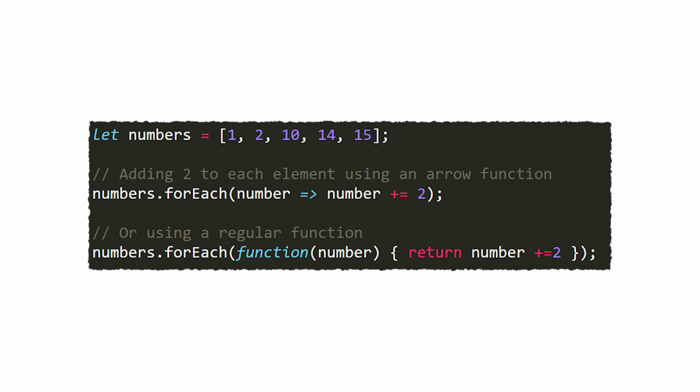In the first example, we're given an array of numbers and we want to increment each number by 2. Using an array name, we type out the forEach method. The forEach method takes a parameter, which represents a current value that we call number, and using an arrow function, we take the number and add 2.